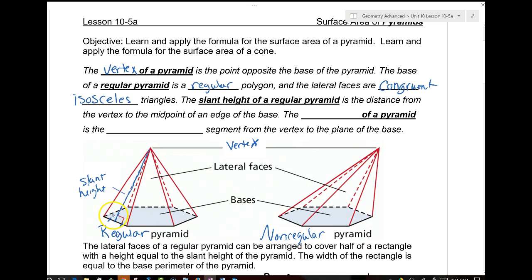Those 2 segments would be the same. The letter they use for slant height is a cursive lowercase l. I have no idea why they picked L. They just did. So we go with it. So the slant height is a lowercase l. Now, where is that on my isosceles triangle face?